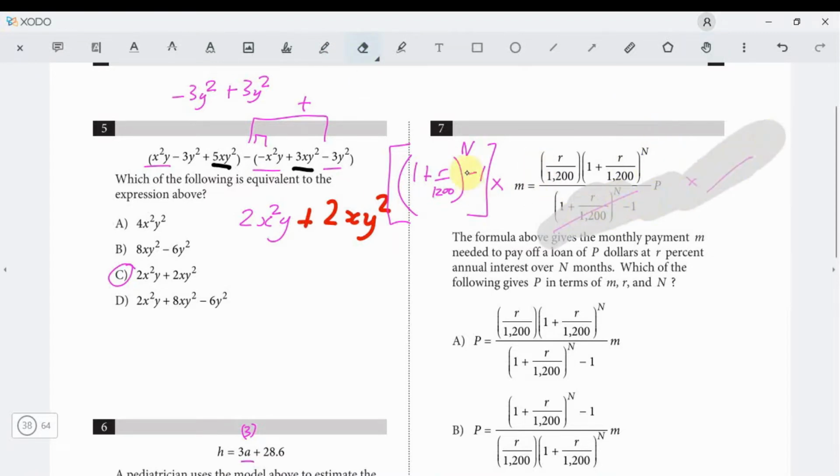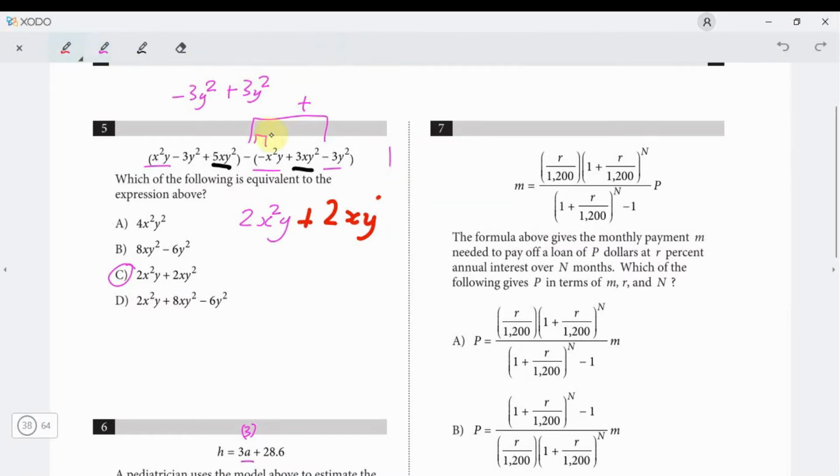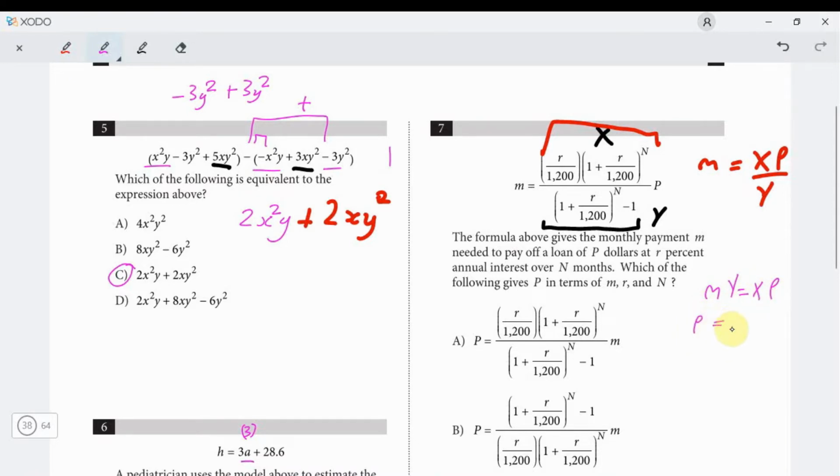I know this doesn't look too tidy, so let me make it a little easier. Call the entire denominator right here y and call the entire numerator x. What I'm saying is we have m is equal to xp over y. To make p the subject, you cross multiply and say my equals xp and divide by x, so p is just my over x.